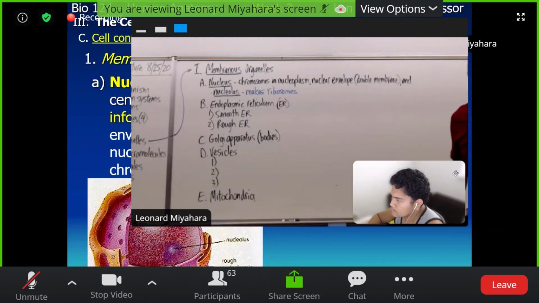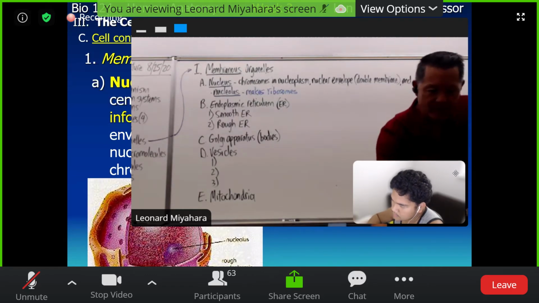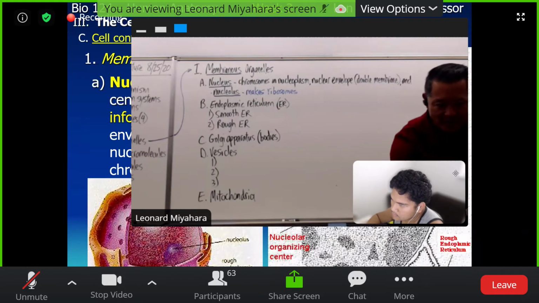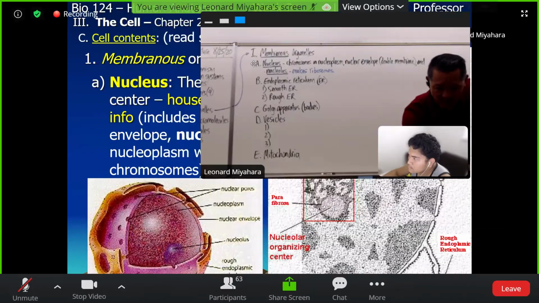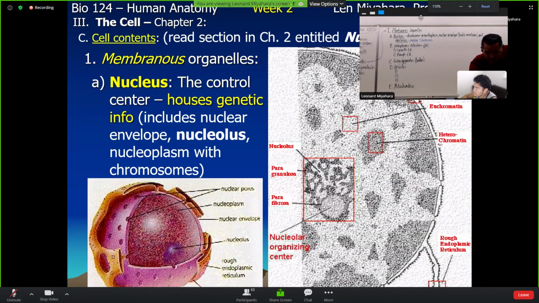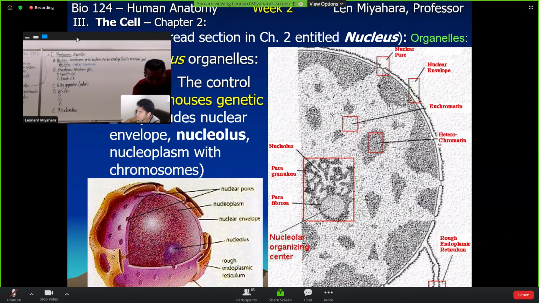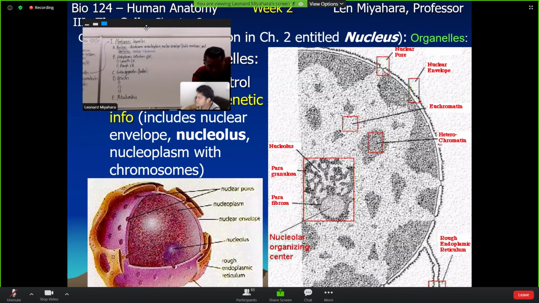Everybody got that? So this is an electron micrograph picture, not looking through it, and you can see it's a double membrane. Each phospholipid bilayer is a single line, and you can see that there are 2 lines. So it's a double membrane, but every now and then you'll see a hole in it. That's the nuclear pores. Okay?